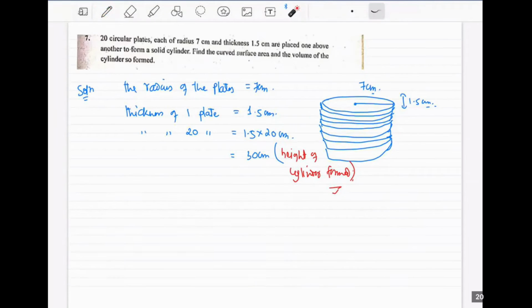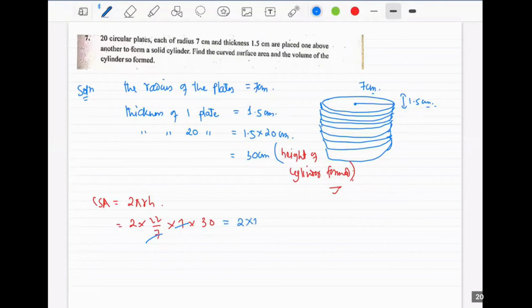Now the question wants the curved surface area and the volume. Curved surface area, what is it? Twice pi r h. You put in the 2 into 22 by 7 into 7 into 30. So you can cancel out the 7 and 7. Whatever is remaining will be your curved surface area. 2 into 22 into 30, 60 into 22. So 60 into 22 will be 1320. And since we are finding out the curved surface area, we will have square centimeters.